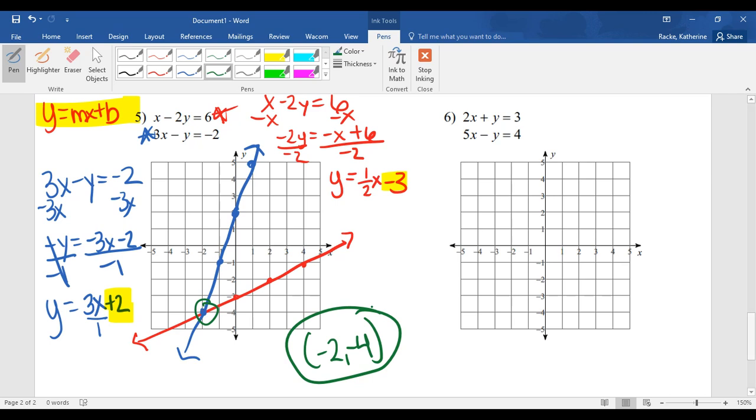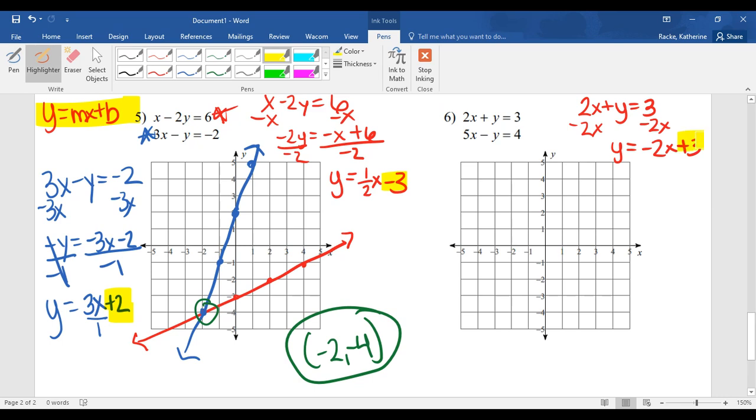All right, with 6, doing the same kind of thing we did in 5, putting them both in the y equals mx plus b form. I'm going to start with 2x plus y equals 3. Subtract 2x on both sides. I get y equals negative 2x plus 3.